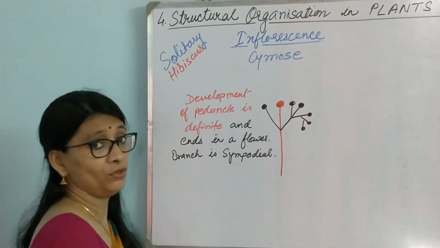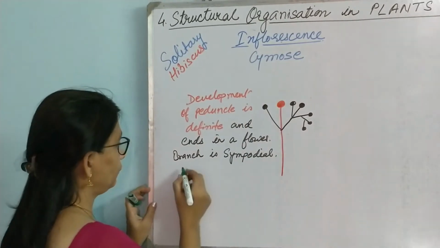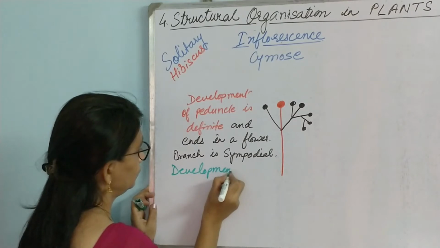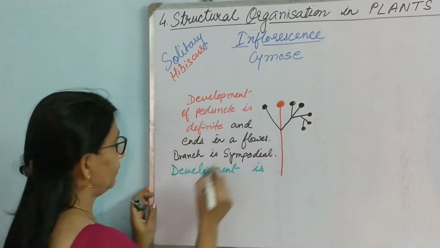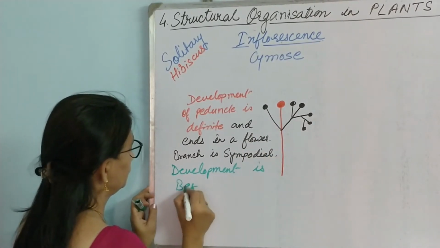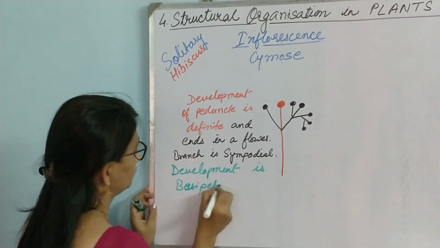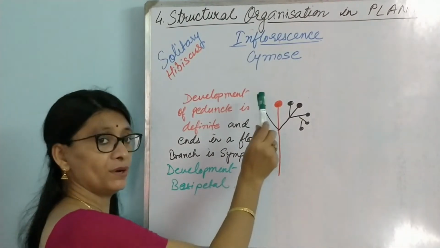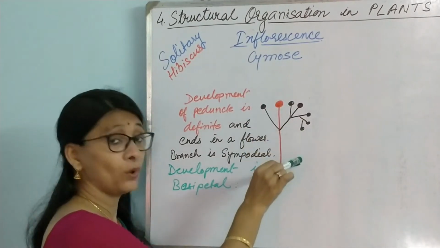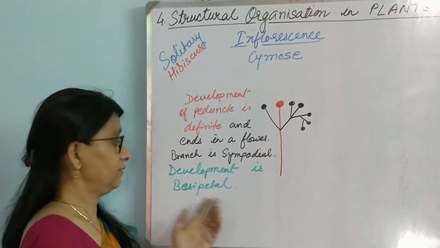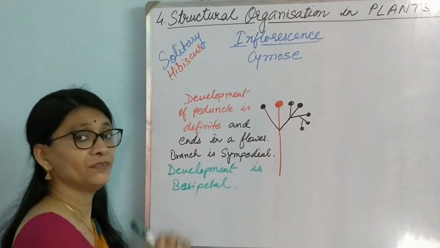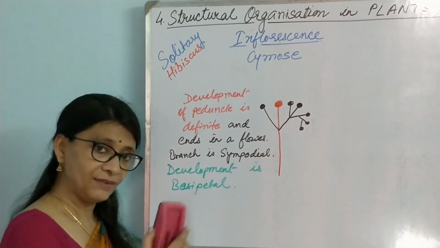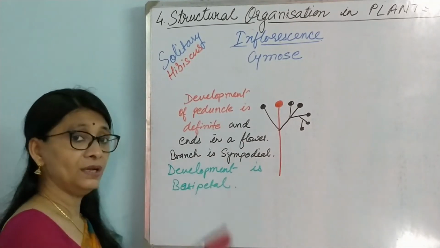So everything is opposite to racemose, and this development is known as basipetal. Development is basipetal because the oldest flower is at the top and the young ones grow at the lower region. So these are the characteristics of Cymose inflorescence. Sometimes the difference between Cymose and racemose inflorescence is asked, so you can mention these points.